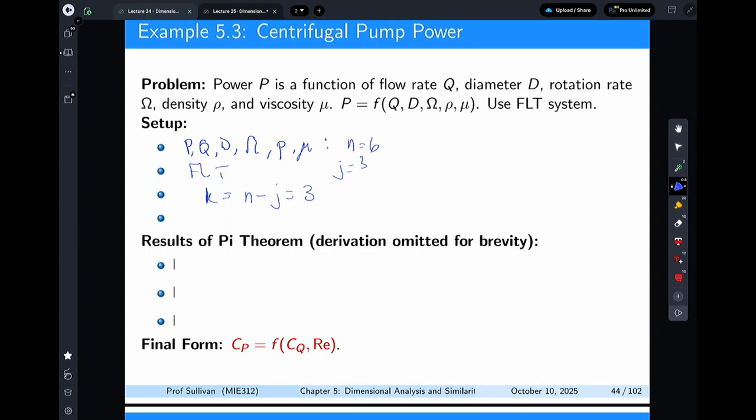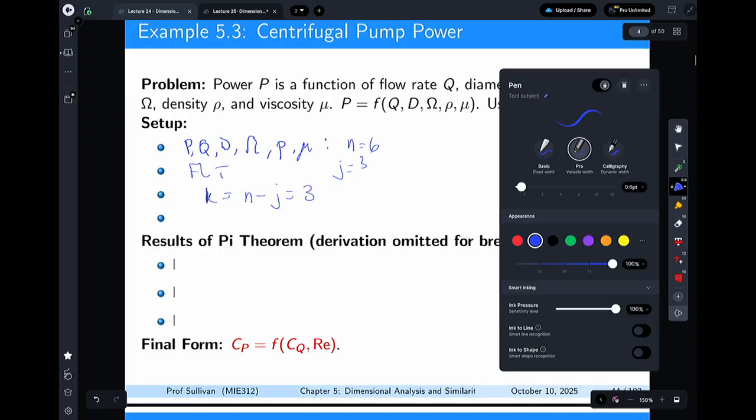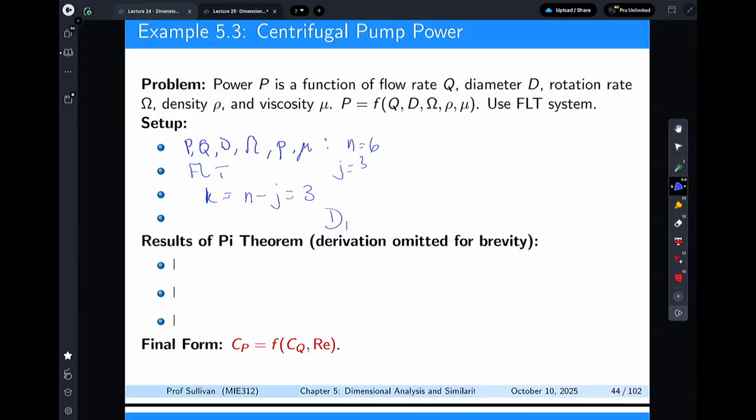But again, I'm trying to make sure that as I go through and look at that list that I eventually will show you of the various types of constants that we look at. K equals n minus J, and we will choose as our repeating variables D, omega, and rho.